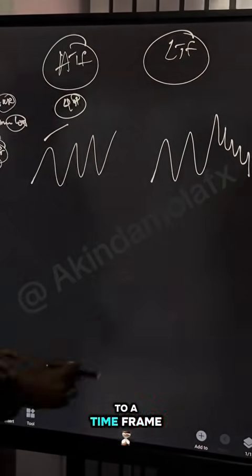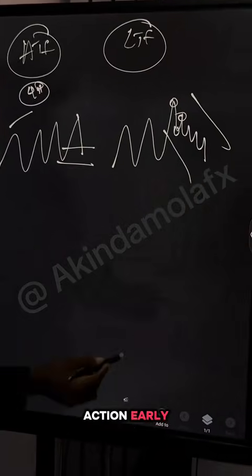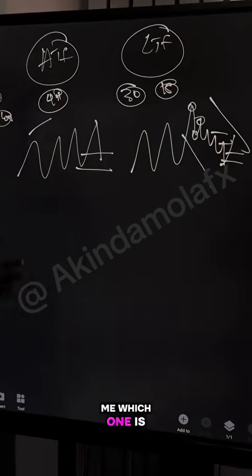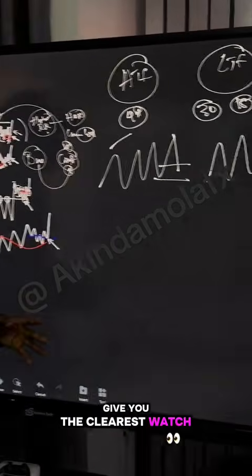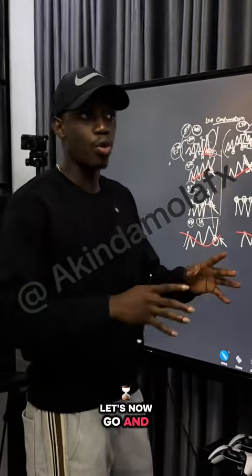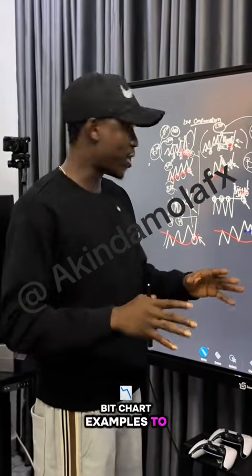You have to go to a time frame that would give you a clear structure of whatever happens here on your lower time frame, to be able to read the price action early. Which means if it is your 30 minutes that gives you the clearest price action here, you are focusing on the 30 minutes. If it is your 15 minutes, you are focusing on it. So I don't want you guys to ask me which one is the best time frame. The best time frame is the one that gives you the clearest price action that you are looking for. Okay? So now, let's go and look at a few chart examples to finalize this for you.